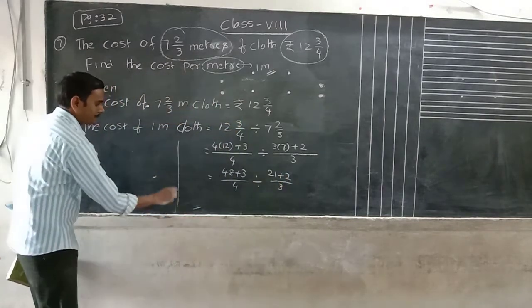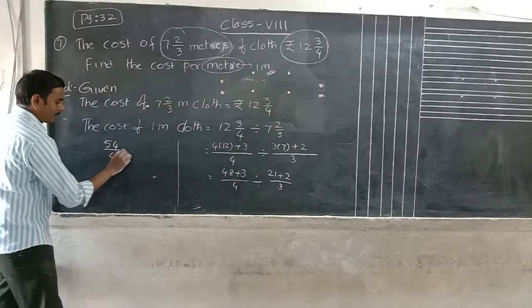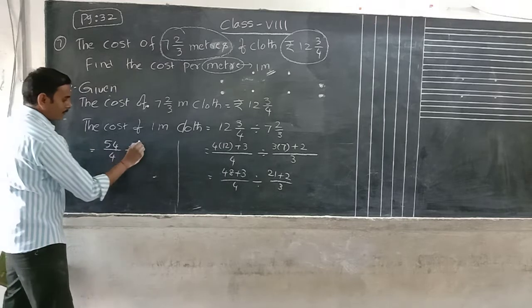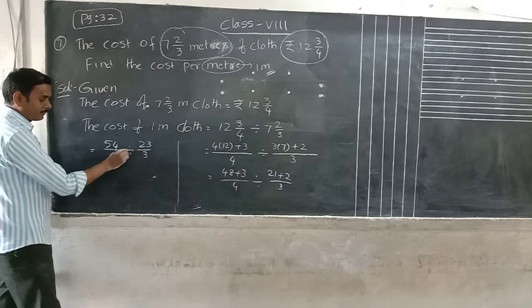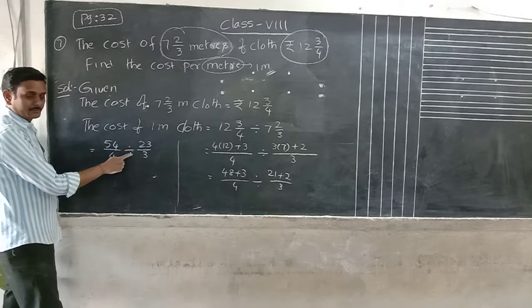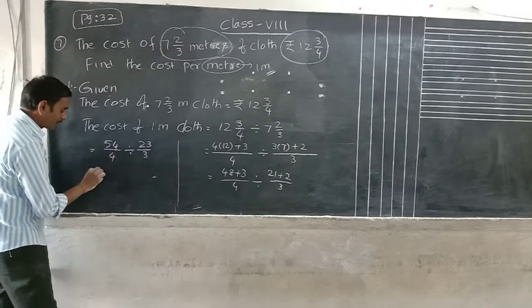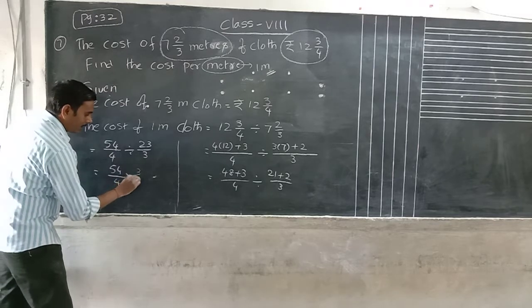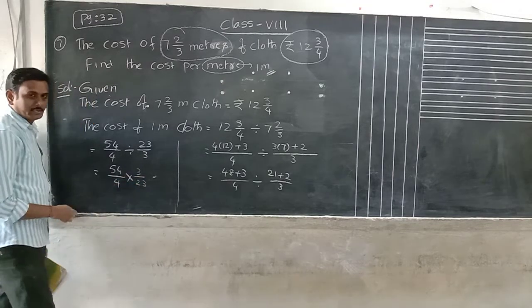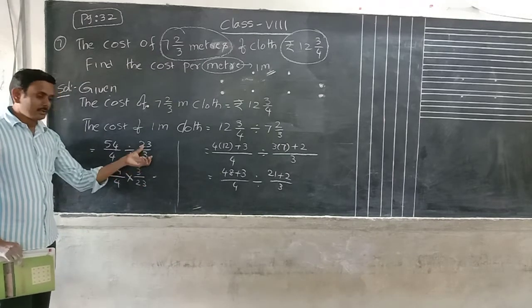Now I add that one. 48 plus 3 is 51. 51 by 4 divided by 23 by 3. Now we have to convert into multiplication, because a fraction follows the division. Whenever a fraction follows division, convert into multiplication. That means 51 by 4 multiplied by 3 by 23. Write the reciprocal for the fraction after the division symbol.